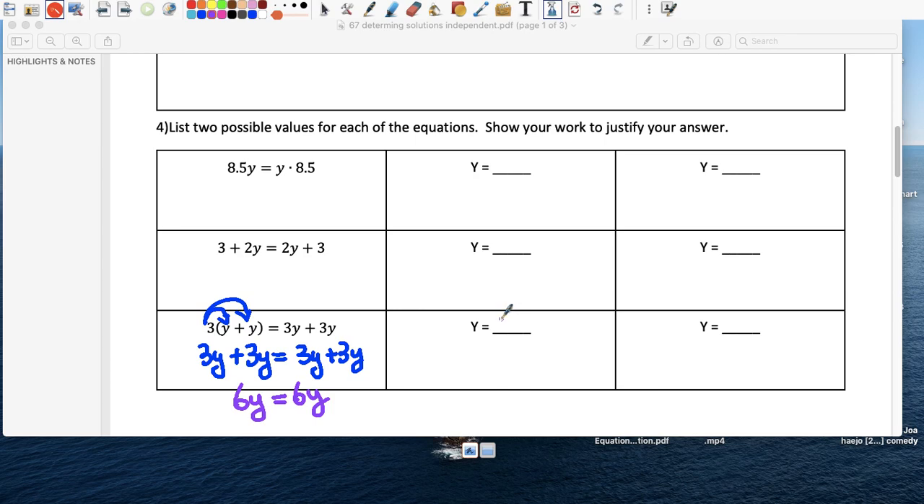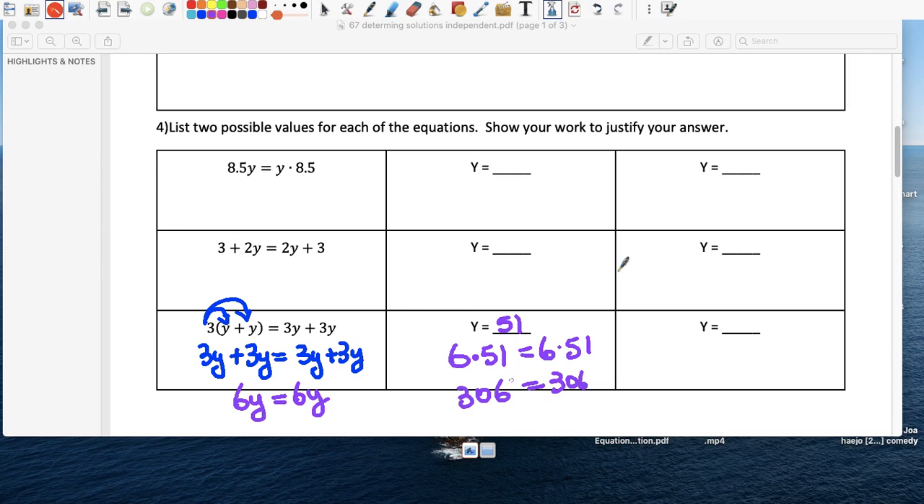And let's say y equals, I don't know, 51. Let's try 51. So it'd be 6 times 51. Now on the other side, it'd be 6 times 51. Do you think they're going to be the same? ¿Crees que va a ser igual? Of course it's going to be. It's going to be 306. And here, 306. Right? They're the same.